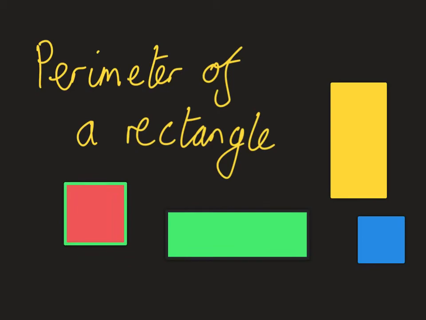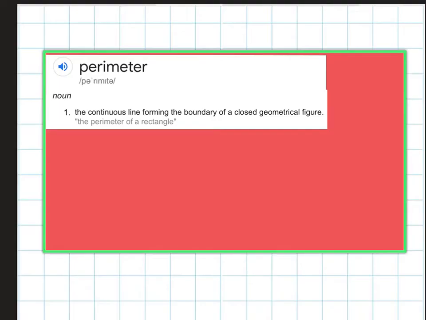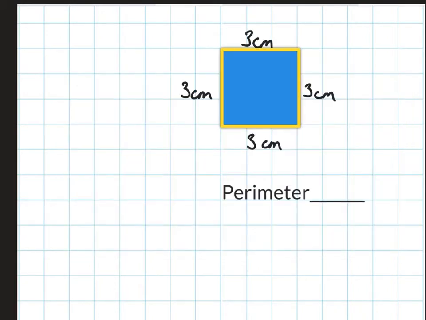In this video, we're going to be looking at finding the perimeter of rectangles. The perimeter is the distance around a 2D shape. As they are very similar, for the purpose of this video, we're going to be looking at squares and rectangles.